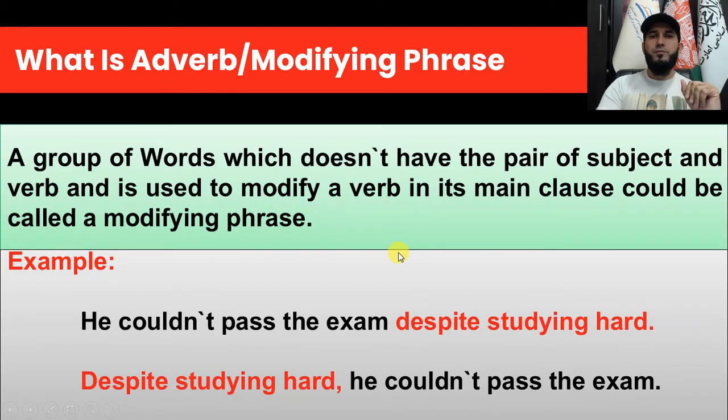So what is an adverb phrase or modifying phrase?